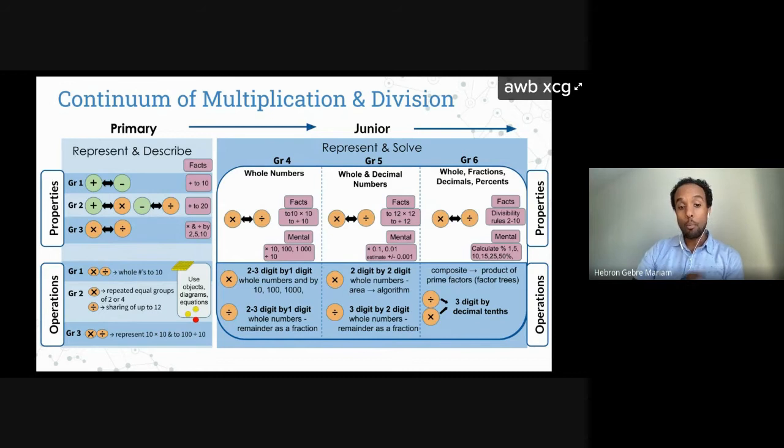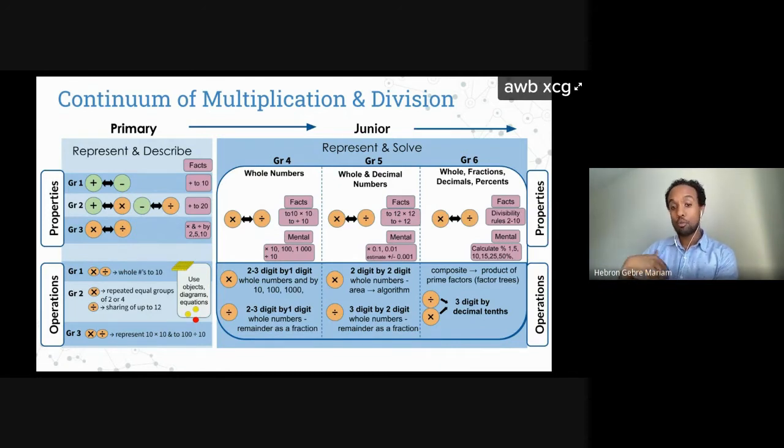And we see in the operations section underneath in blue that grade 4 starts off with multiplication. They're working with 2 to 3 digit numbers by a 1 digit number, and that idea connects to the mental math piece of multiplying by 10, 100, 1,000.